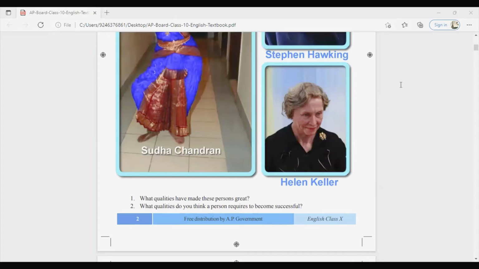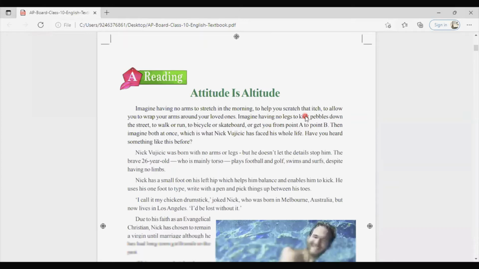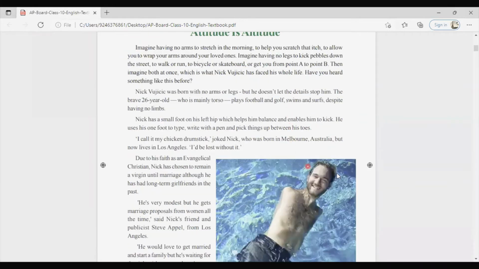Okay, so as I told you, there is not much time for us to discuss the content. So I can tell you in brief that Attitude is Altitude is a lesson about a person named Nick Vujicic. If you see the picture here, you can see Nick Vujicic. Even though he is a disabled person, the smile on his face says everything to us.